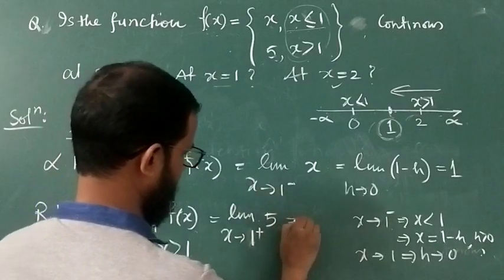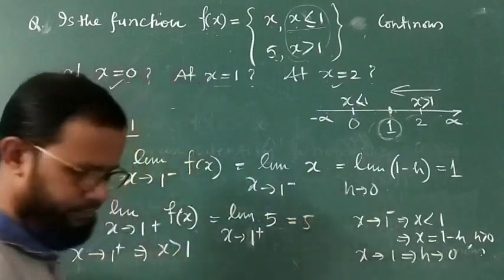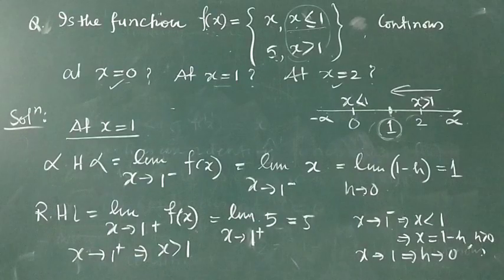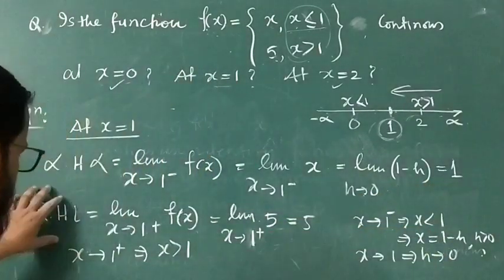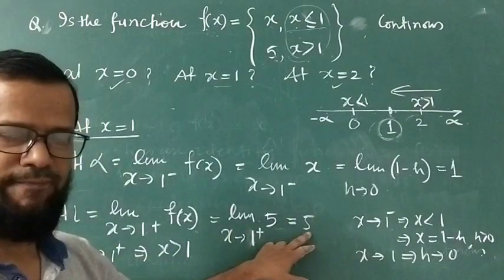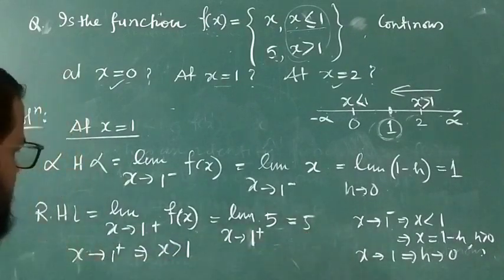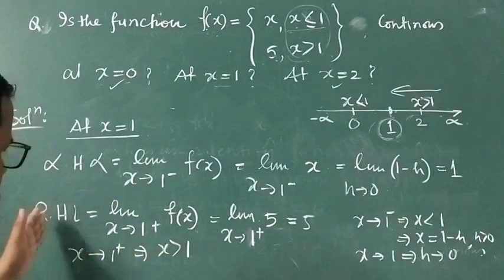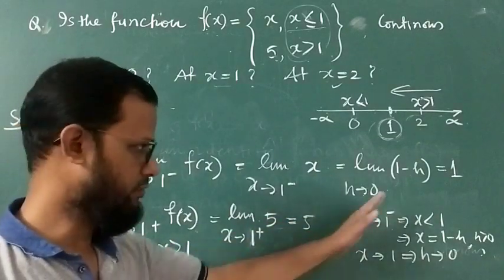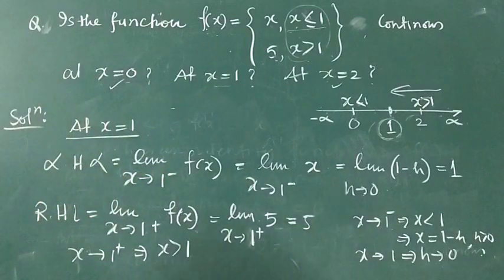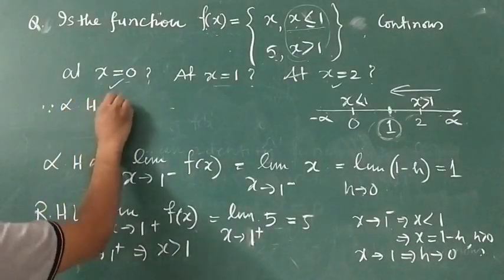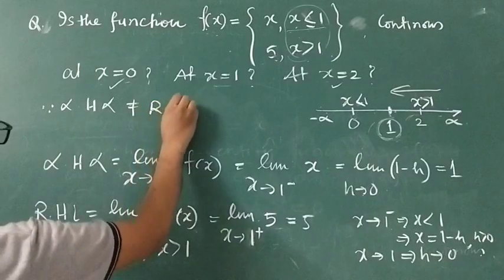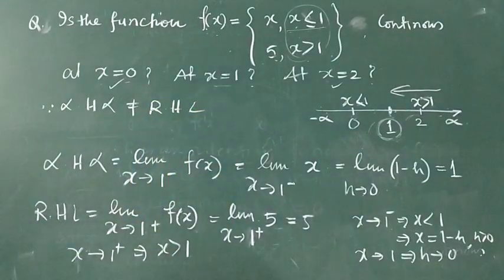Now this is the limiting value. What is the limiting value of this? The limiting value is equal to 5. Now you observe that the left hand limit is a finite and fixed quantity which exists, and the right hand limit is also a finite and fixed quantity which exists. Therefore, from these two results we conclude that the left hand limit and right hand limit are not equal. One is 1, another is 5. Since the left hand limit is not equal to the right hand limit, what is our conclusion?